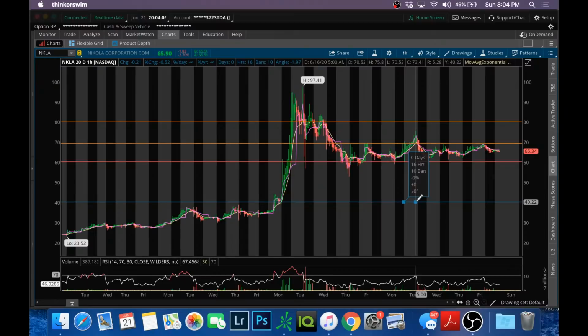But yeah, Nikola. A lot of news coming out for Nikola. This week is going to be make or break for it. It's currently out of support. A lot of people are saying it's going to go lower. It can go a lot of two ways, but this is momentum week.